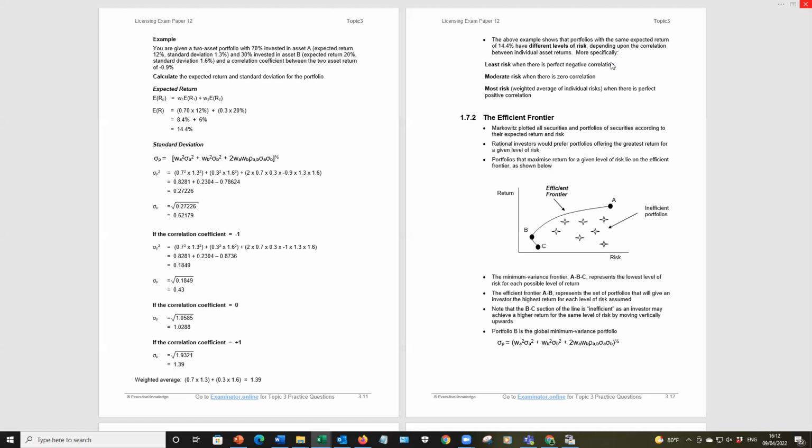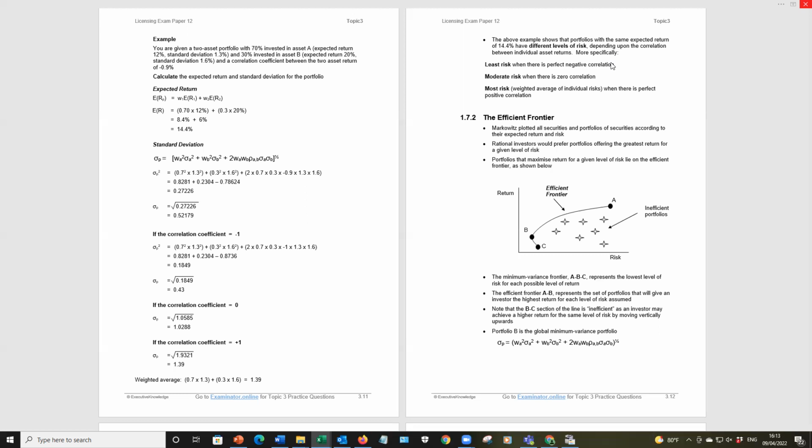Plus 2 multiplied by the product of the weightings, so 2 multiplied by 0.7 multiplied by 0.3, and there it is, the correlation coefficient, multiplied by minus 0.9, and then multiplied by the two standard deviations, 1.3 and 1.6. We run the numbers. Now you'll see that the effect of the negative correlation coefficient means that the third factor in this equation is negative, and that is significant. We do the calculation, we get the variance of 0.27226. If we take the square root, we get the standard deviation of this two-asset portfolio as being 0.52179. And that measure is in percentage.